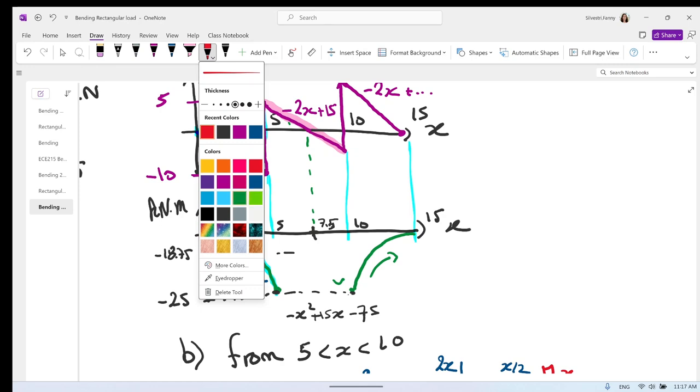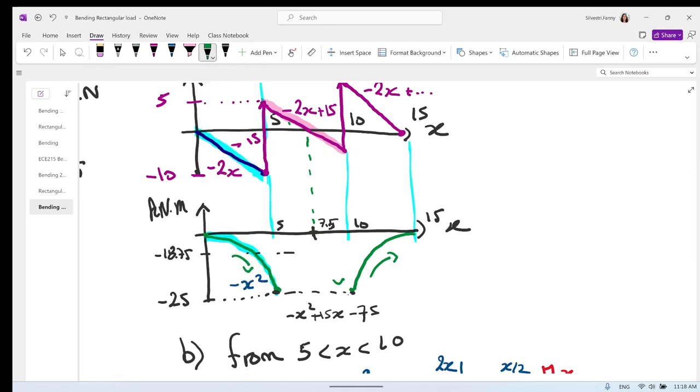Let me draw it like this, right? Because minus 18.75 is not super far away from 0. This way. And this one is the maximum, increase then decrease. Okay, and this is my pink equation.